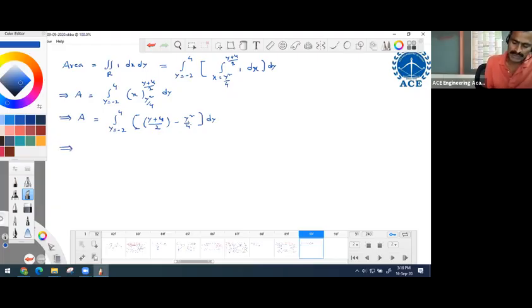Double to single: we now have a single integral. Integrating with respect to y, A equal to y square by 4 plus 2y minus y cube by 12, from minus 2 to 4. Therefore, simplify this, and we get the area of the region.